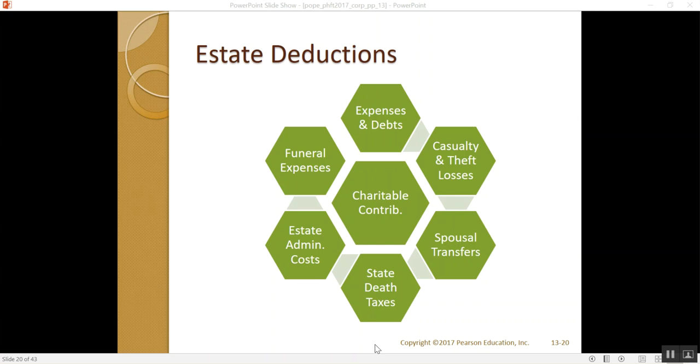The second category are Section 2054 expenses, which are casualty and theft losses, something that you probably wouldn't see as much in practice. The third category are Section 2055 charitable contributions. And there are special rules about charitable contributions of estates that we'll go over. Fourth category are 2056 marital deduction expenses. We'll talk about the rules around those. And then the fifth category are 2058 state death taxes.